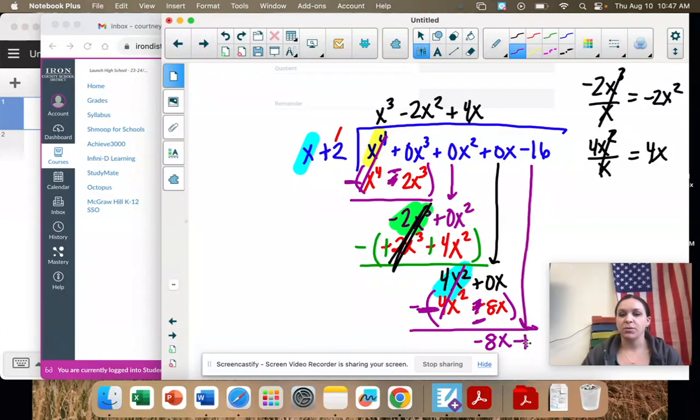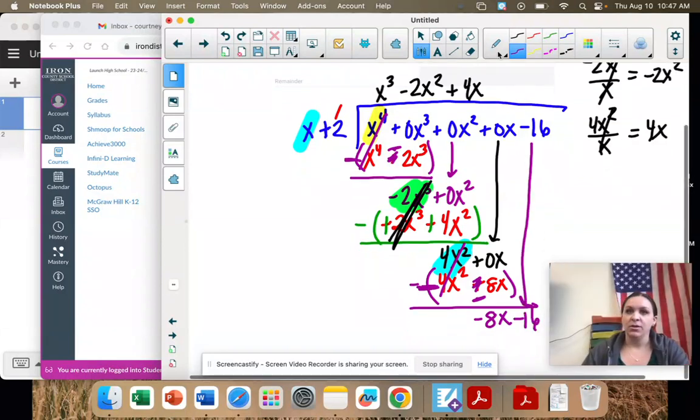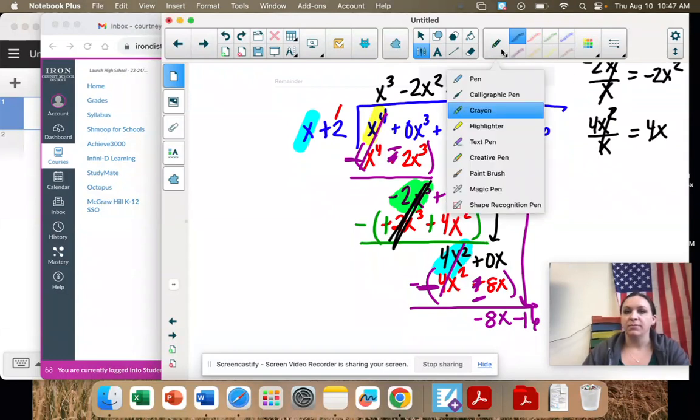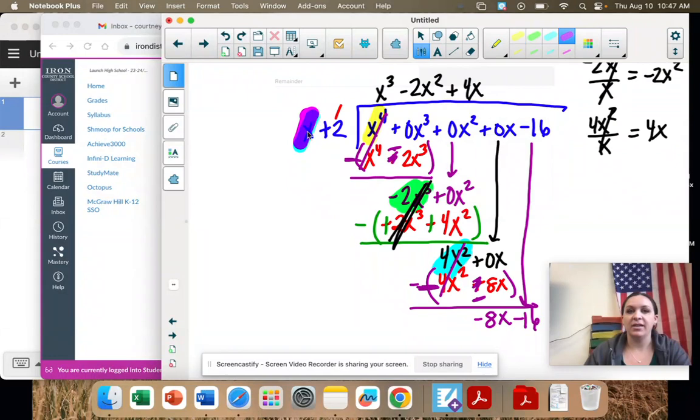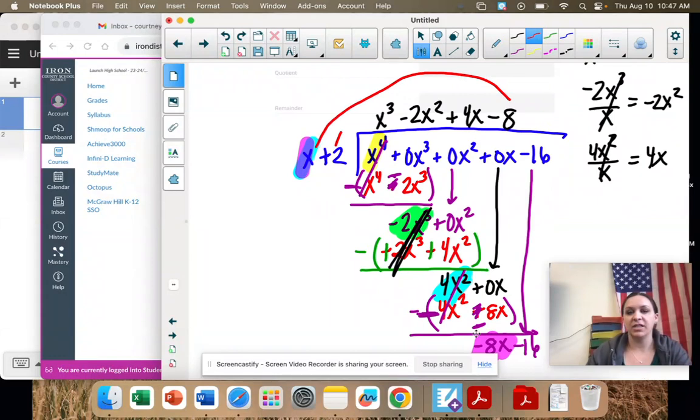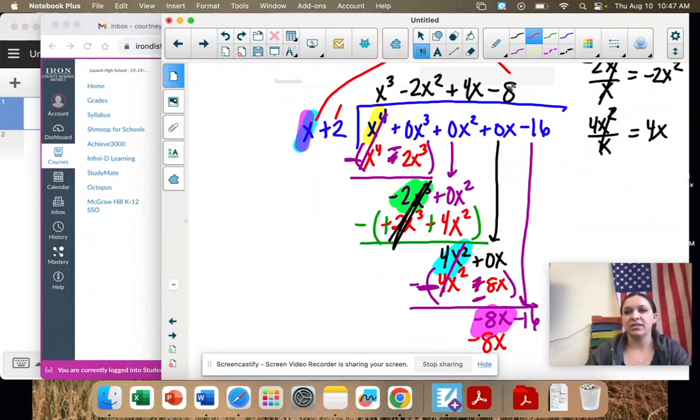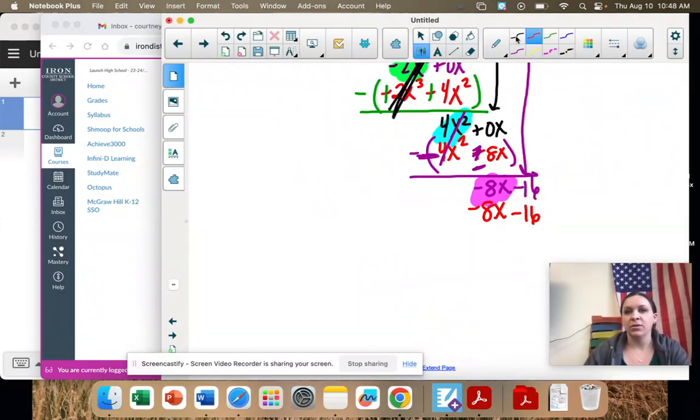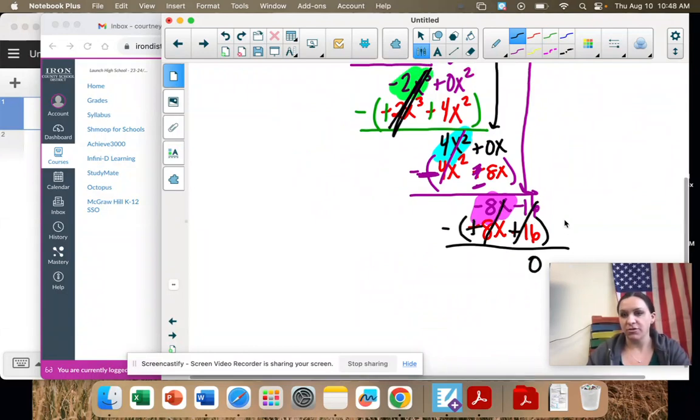Oh my gosh, we're on our last one. We're bringing down the negative 16. Finally. Okay, I don't want crayon, I want highlighter. Okay, so x and negative 8x. That's all we're looking at. Negative 8, because negative 8 times x gives us negative 8x. Negative 8 times 2 gives us negative 16. Do you remember what happens when they're the same? When we subtract, our signs both change to positive, and our remainder is 0.